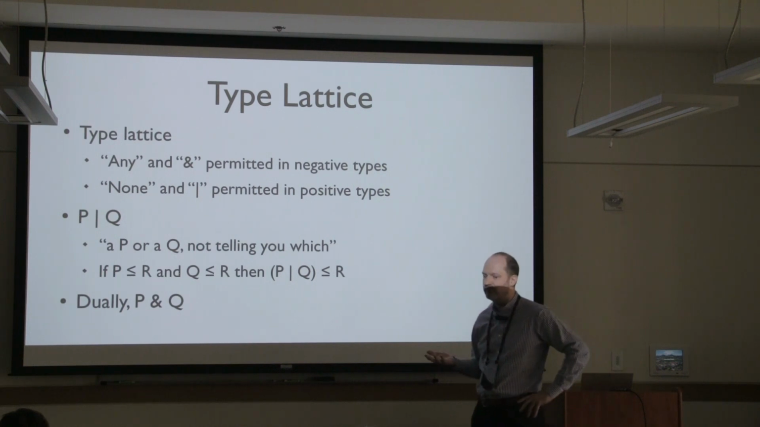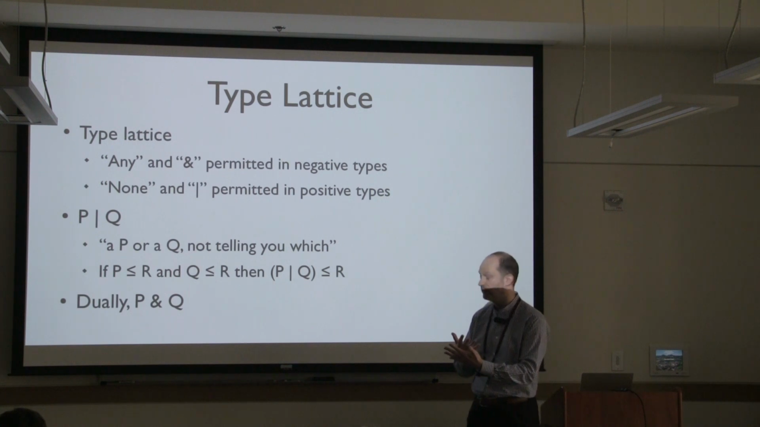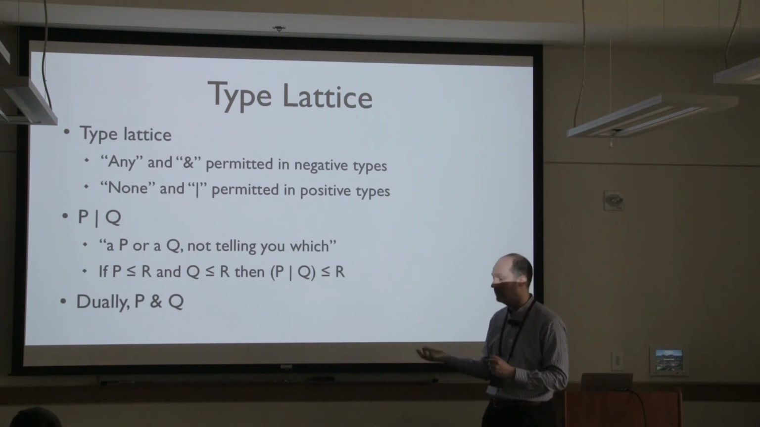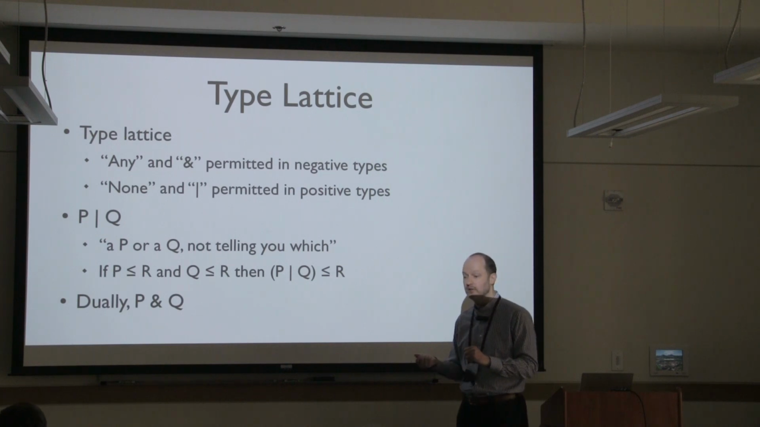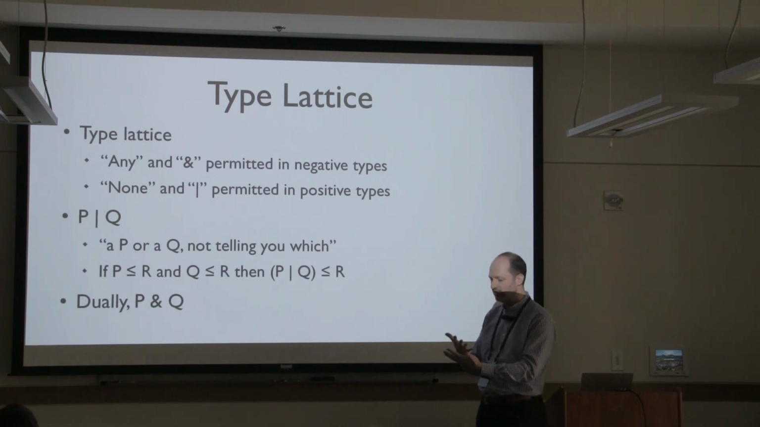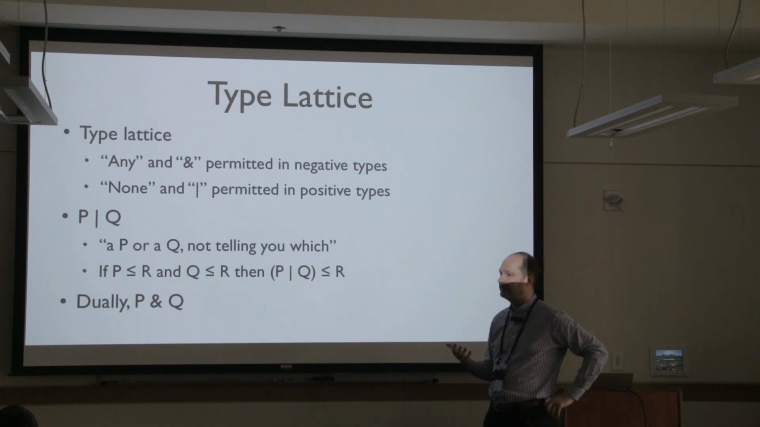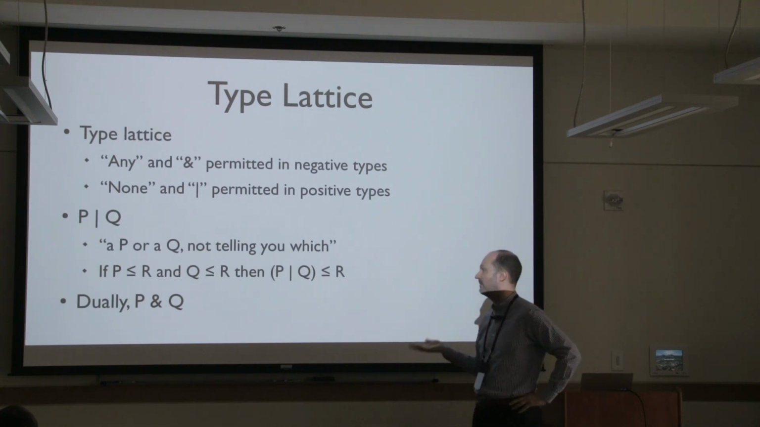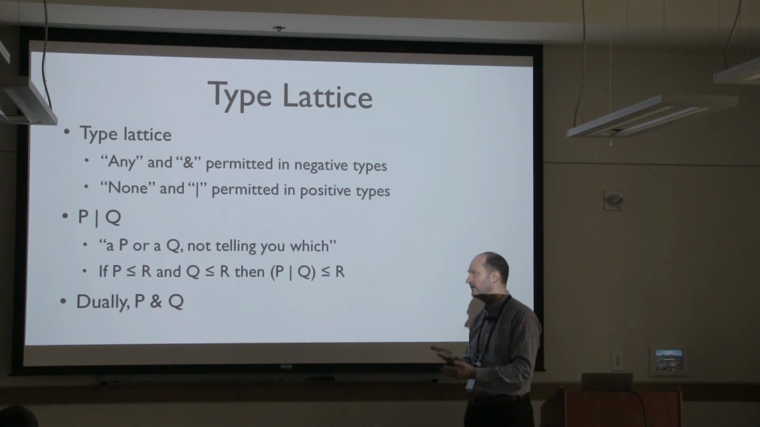So P or Q means this thing might be a P or it might be a Q, but I'm not telling you which. So this is different from an either P Q. Either P Q actually tells you it's either left P or it's right Q. But P or Q is just, you don't know what it is, it's a P or a Q. And really the only thing you can do with that is if there's a common supertype R. If P is a subtype of R and Q is a subtype of R, then whatever you've got, P or Q, it's a subtype of R.